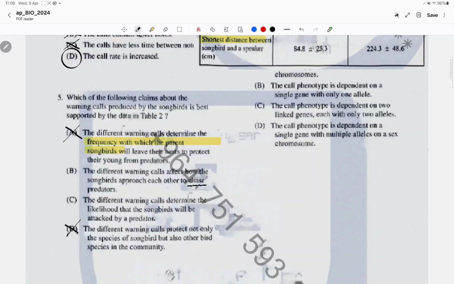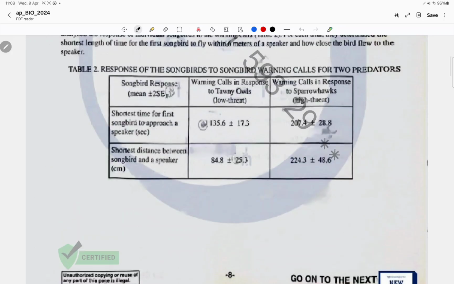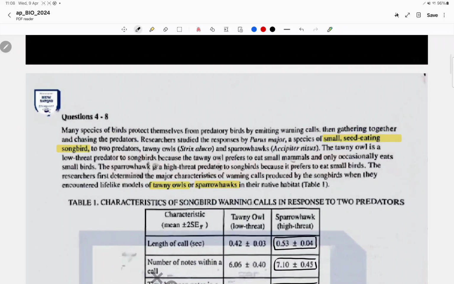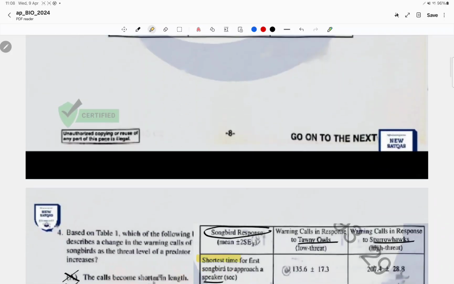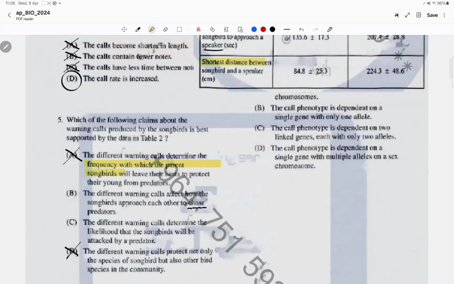But let me just demonstrate something else. If we go back to the beginning of the question, you will see how they said that many species of birds protect themselves from predatory birds like sparrowhawk by emitting warning calls, then gathering together and chasing the predator. So we should talk about that, chasing the predator somewhere here, right? Which is choice B. Okay? Good.